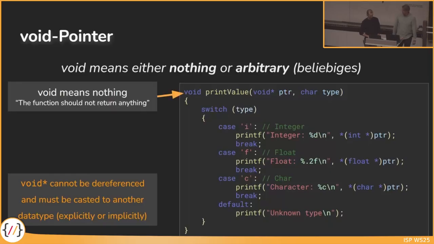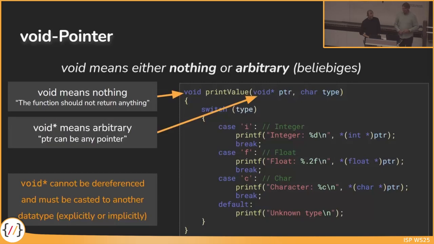So this void here means nothing. This void here means arbitrary, so it can be any type of the others. And one important thing that we almost forgot is that you cannot dereference the void pointer. So you have to cast the void pointer explicitly, or in general, just cast it to another data type, can be explicit or implicit, but you cannot just dereference a void pointer. So if we would just print and dereference the void pointer, this wouldn't work.